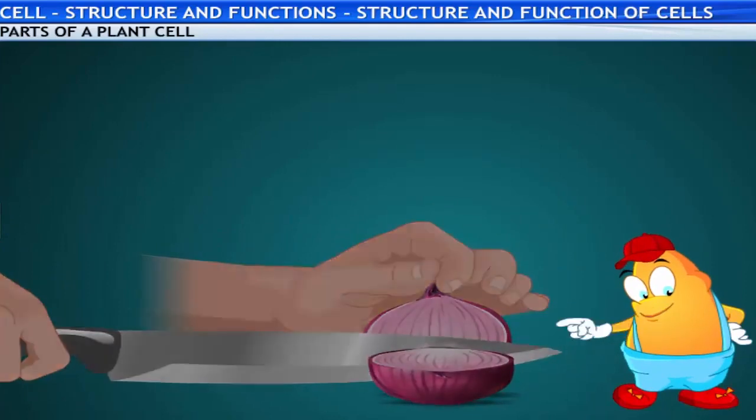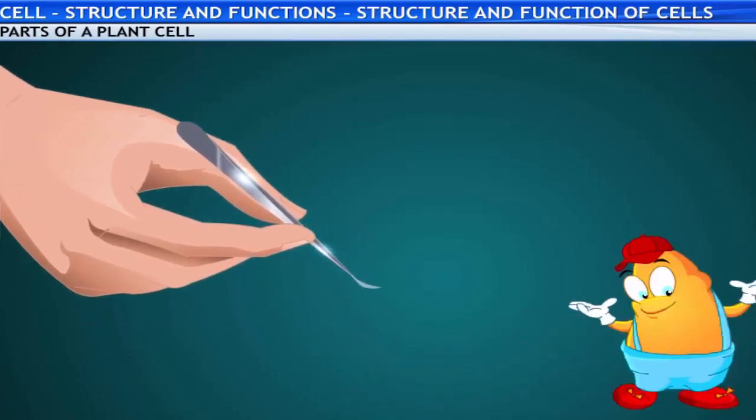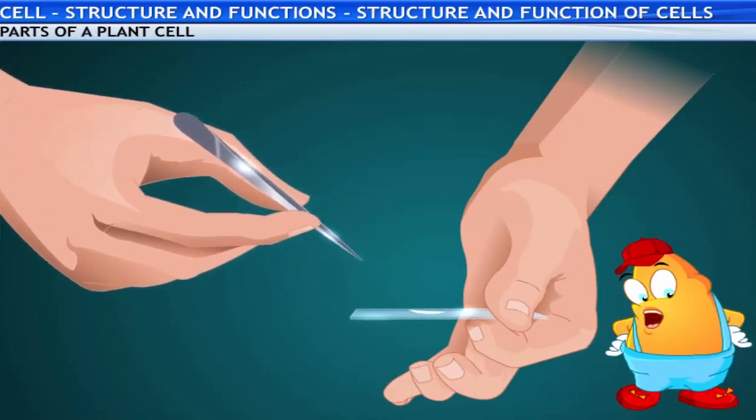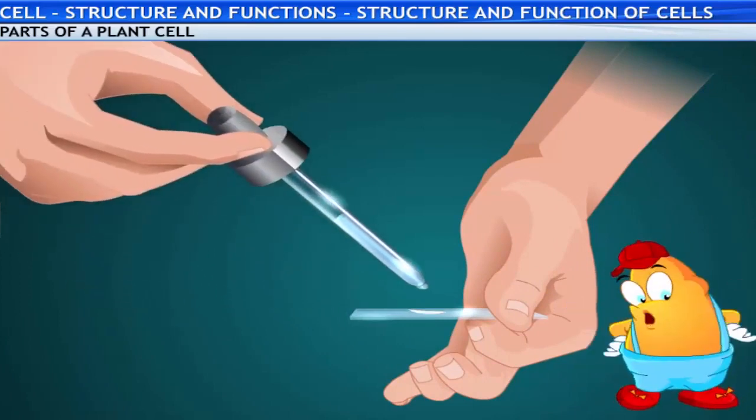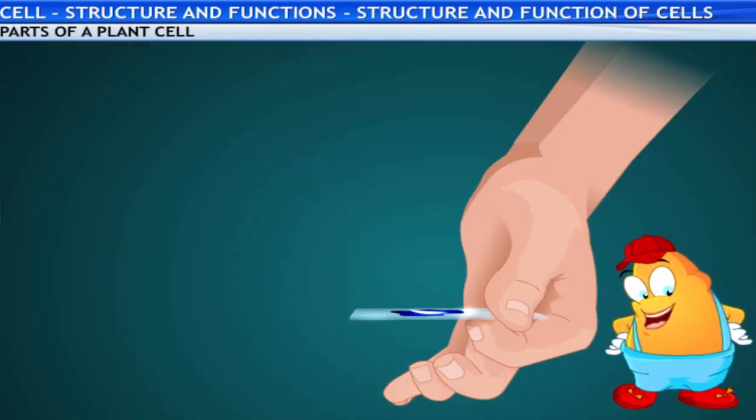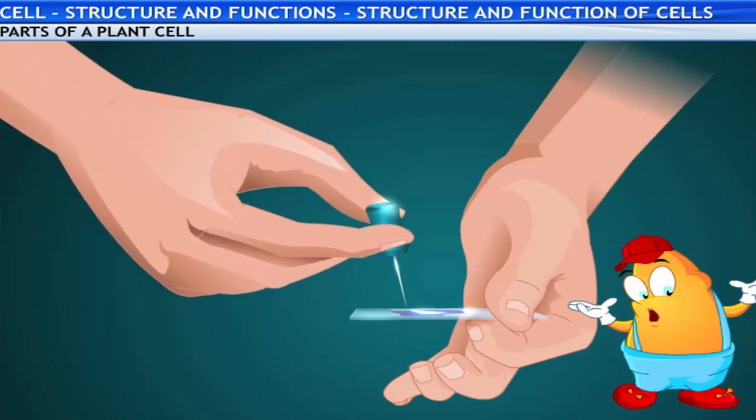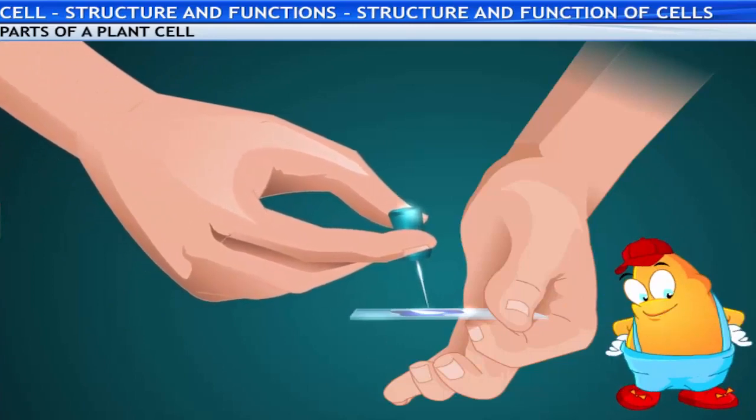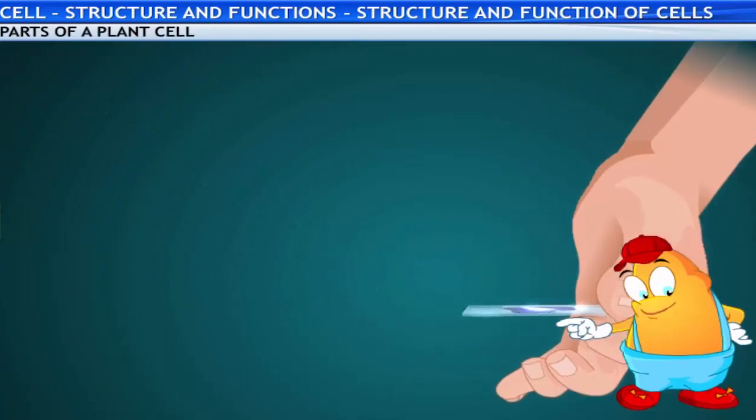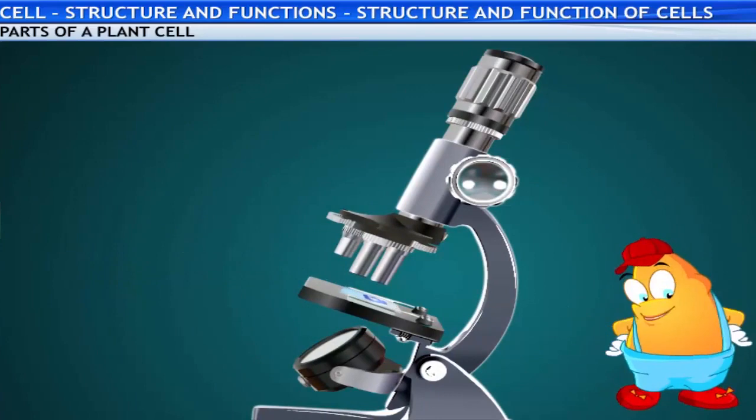Here's an onion bulb. To view the onion cell, you need to remove a thin peel from the onion bulb. Spread the peel on the glass slide and put a drop of water on it. Water will prevent the peel from drying. Then, add a drop of methylene blue solution to the peel. Place a cover slip on it. Tap the cover slip gently to prevent the formation of air bubbles in the slide. Now, the slide is ready. Now, observe the slide through the microscope and tell me what you see.